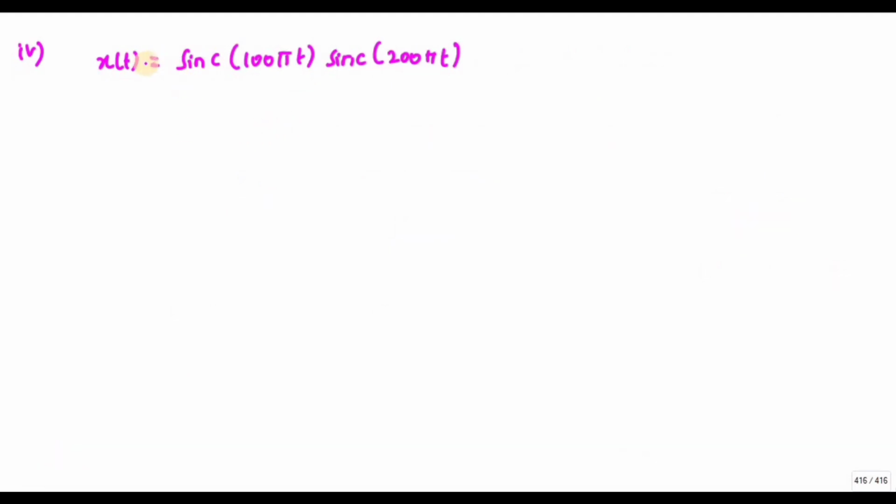So the next question is x of t is equal to sinc 100 pi t times sinc 200 pi t. If it is a plus, there is no problem. Since it is a multiplication, you have to convert this into Fourier transform. If I convert sinc 100 pi t to Fourier transform, my omega value will be from plus 100 pi to minus 100 pi.